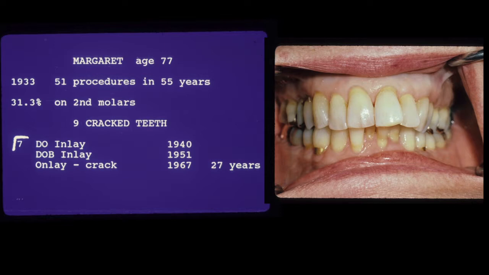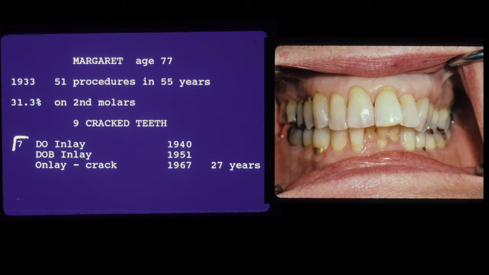Margaret was age 77 in 1988. She started with my dad in 1933 and had 51 restorative procedures in 55 years, 31% on second molars. She cracked 9 teeth. This data ends with 1988, but I continued to see all but one of them for the rest of their lives. The daughter of the one who moved to California stayed in touch with me and said Margaret didn't need any significant dentistry for the remainder of her life.